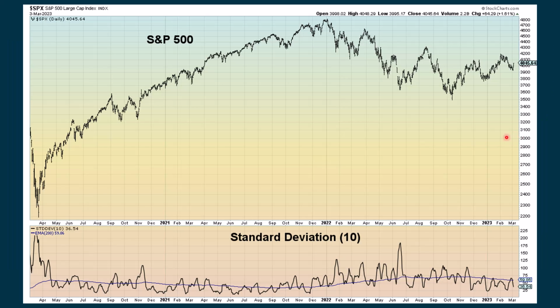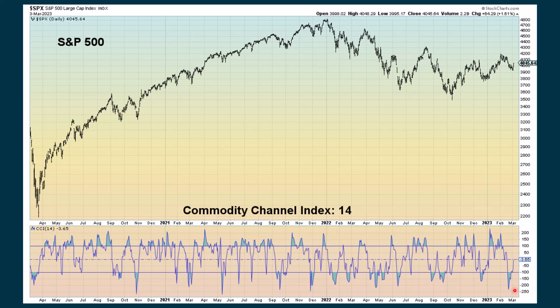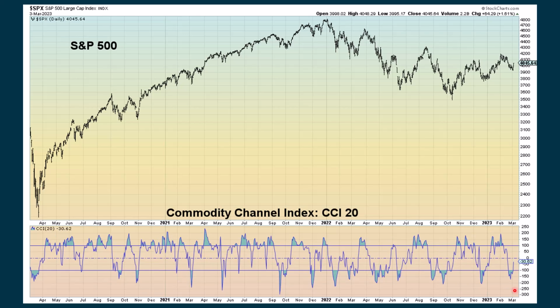Some other intermediate term charts, the standard deviation shows as we've been going down and then Thursday and Friday we went up, standard deviation has really dropped. This is how far price is getting away from the average price over a period of time. When the market really gets moving in one direction or the other, it seems like the CCI 14 and the CCI 20 are shown in pretty much every daily video. Well, as we've been chopping around, the CCI charts have been more neutral.